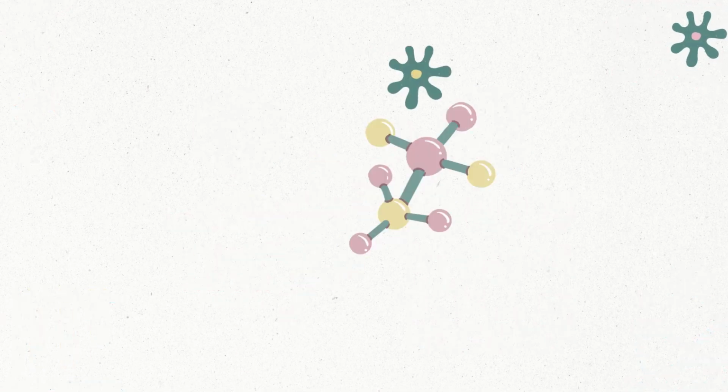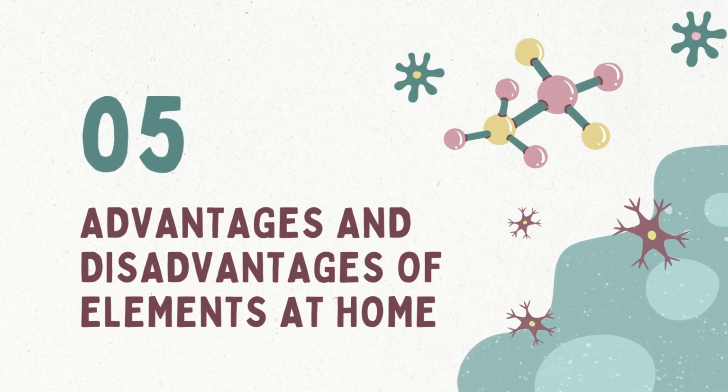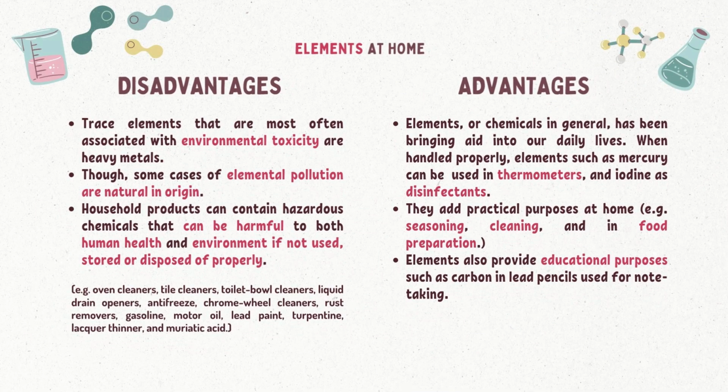Now here are the advantages and disadvantages of the elements that are found in our houses. The disadvantages are that trace elements most often associated with environmental toxicity are heavy metals, though some cases of elemental pollution are natural in origin. Household products can contain hazardous chemicals that can be harmful to both human health and the environment if not used, stored, or disposed of properly, like oven cleaners, tile cleaners, toilet bowl cleaners, liquid drain openers, etc.